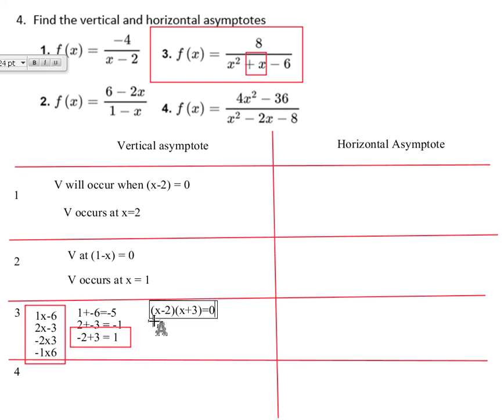And now we want to say, okay, we want that to be 0. So there's 2 possible values x can be. Yep, 2 and -3. Done.